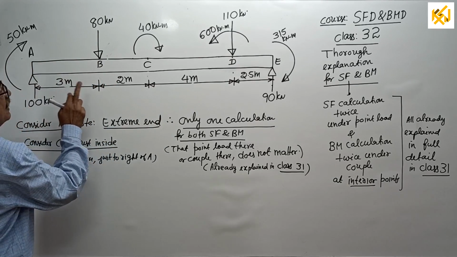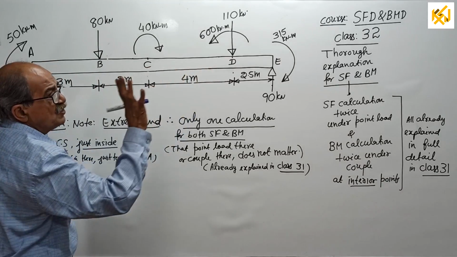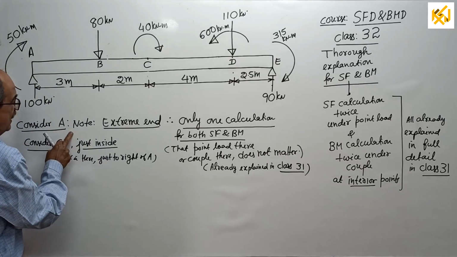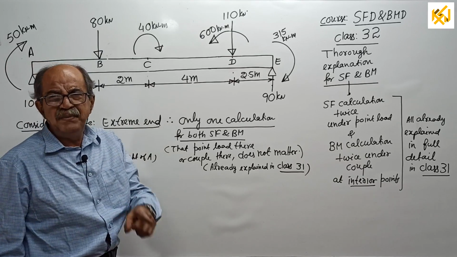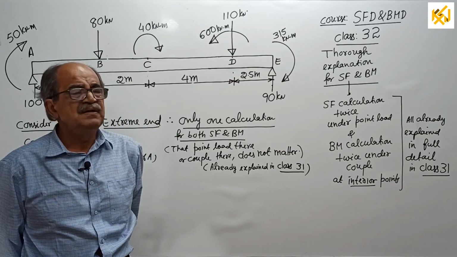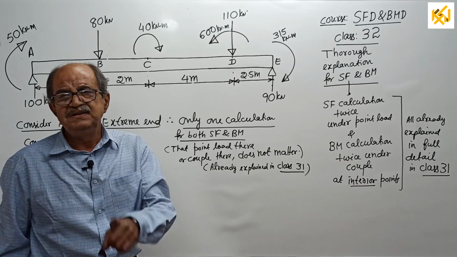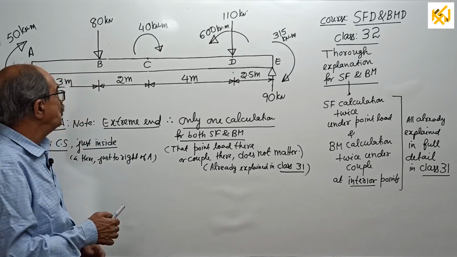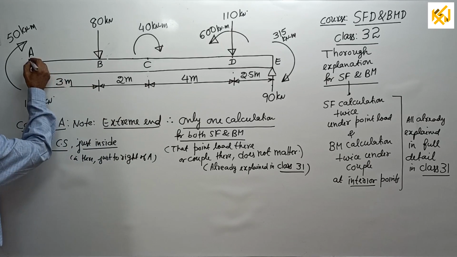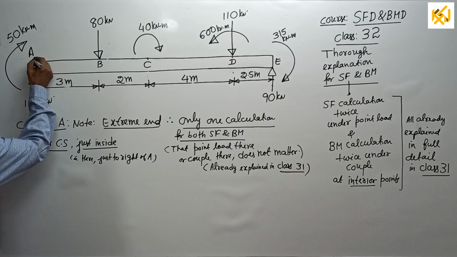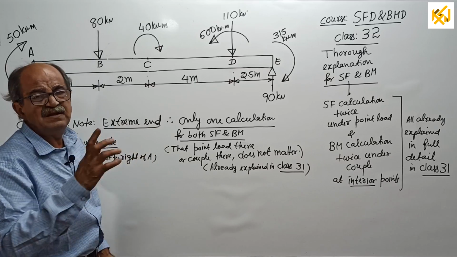Start. First, what we are doing is calculating shear force and bending moment at all the points now. See, first, consider A. Note, it is the extreme end. I repeatedly told last time, at the extreme end, whether a point load is there or a couple is there, it hardly matters. Just one calculation, for a cross section slightly inside. So you come very, very small, slightly inside here, minutely inside.